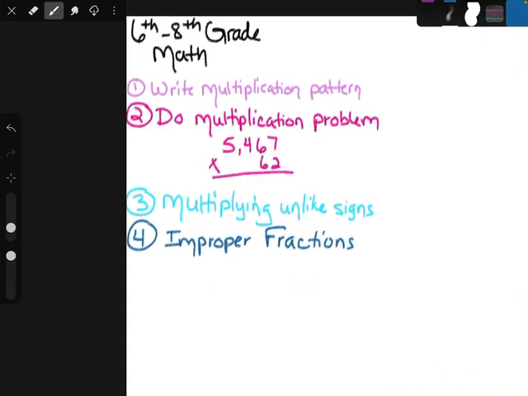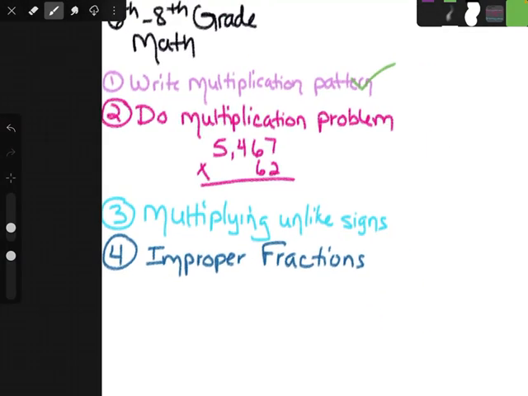Alright, so this is what we went over last time, right? We went over writing multiplication patterns. You guys did a great job, by the way. I saw your work. I didn't see everyone's patterns, but you guys did a great job nonetheless, okay?